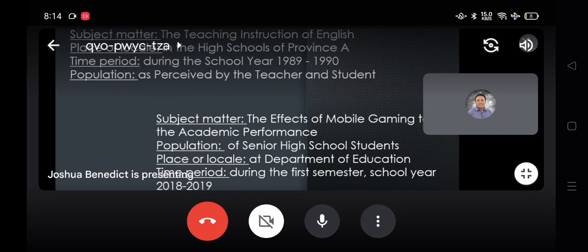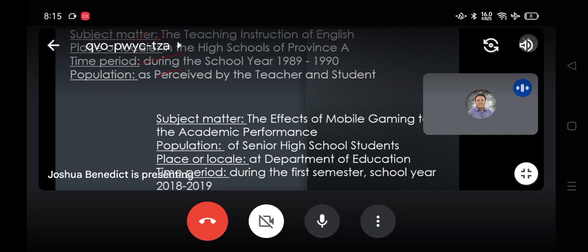Then, let's look at the example below. You can see in the example above that everything was correct. Okay? However, in the example below, there is somewhat of an erroneous part. First, let's try to read the title without considering the subject matter, population, place, and time. For example, none of those are there.